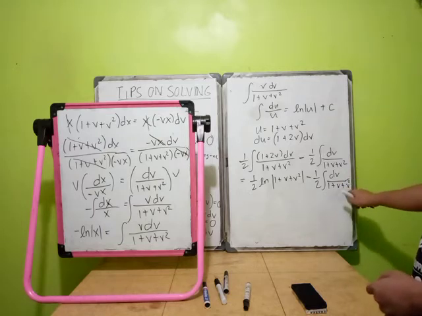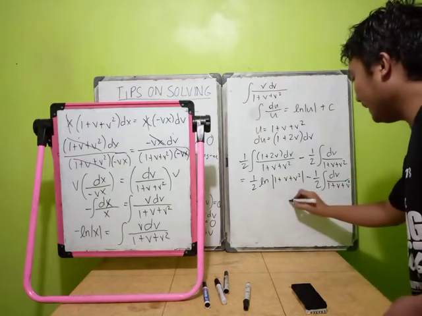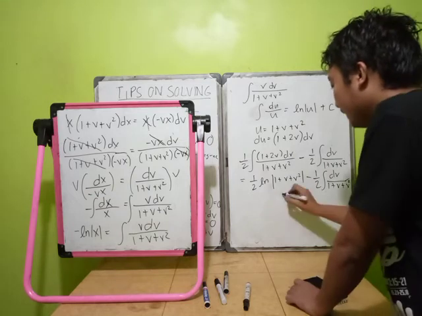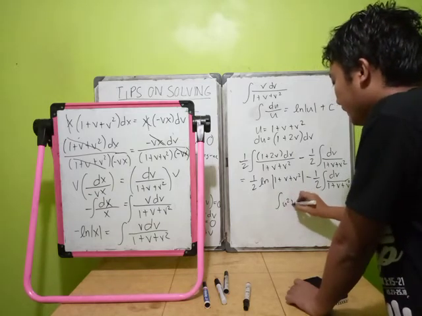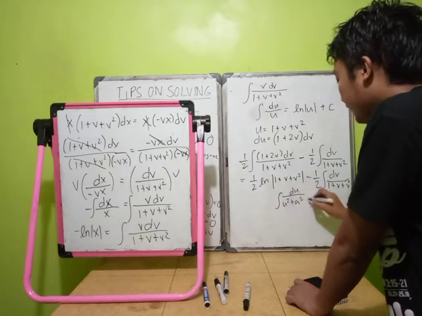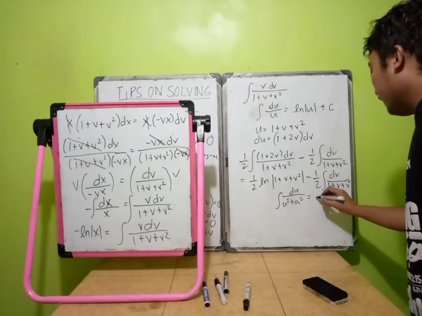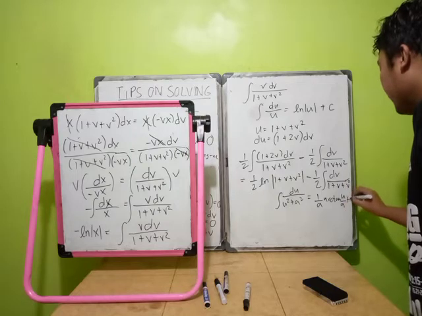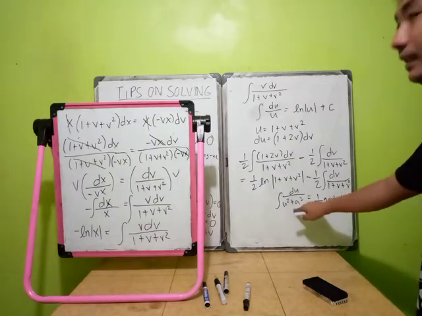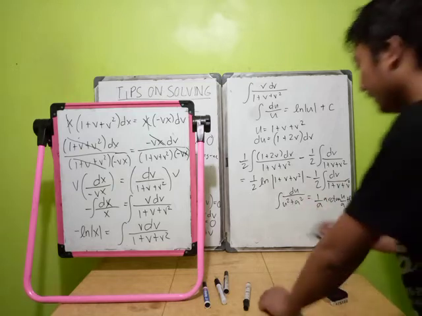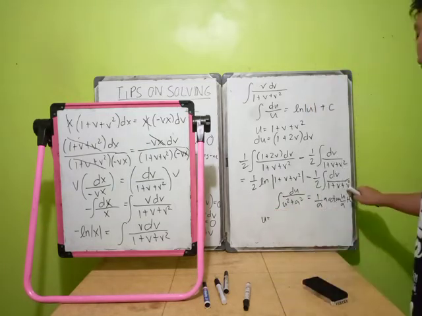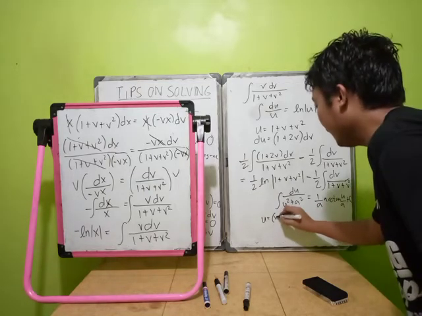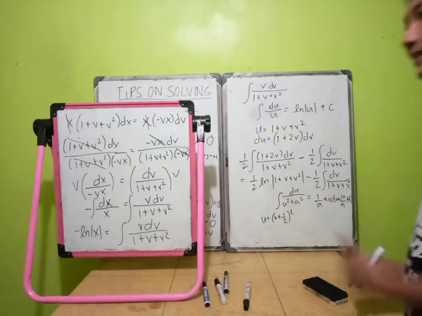Pwede din itong ma-applyan ng tangent. So, we have the integral of du over u squared plus a squared, which is equal to 1 over a arctangent u over a plus c. Okay, so this is similar to this form. Okay, so ang u natin dito, okay, is obviously v plus 1/2, squared. Okay, so try nyo.